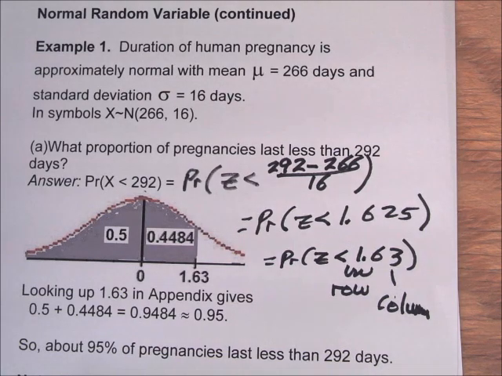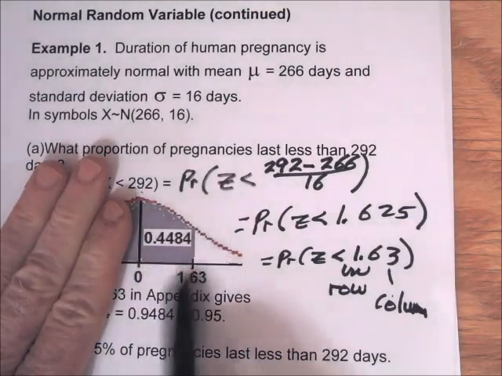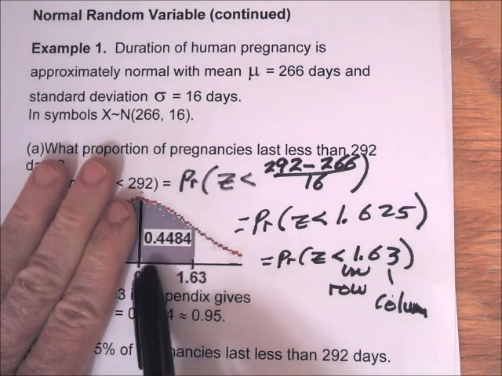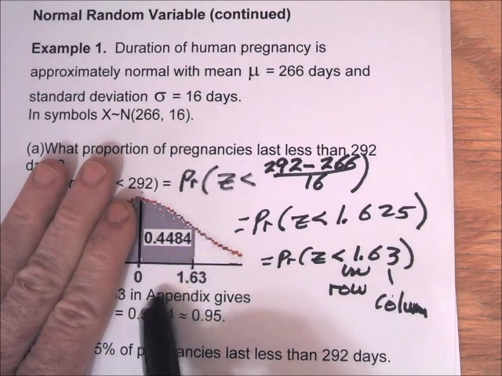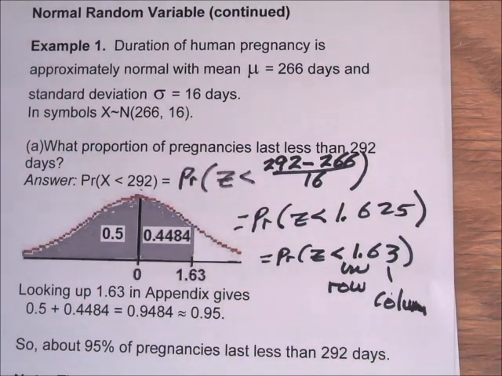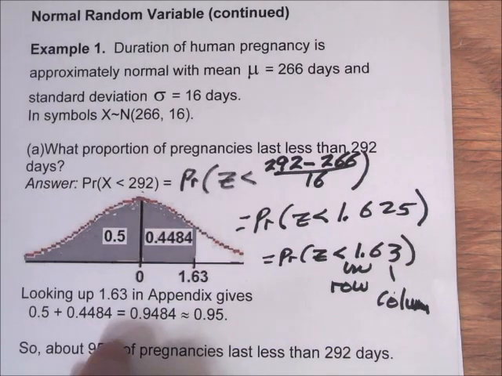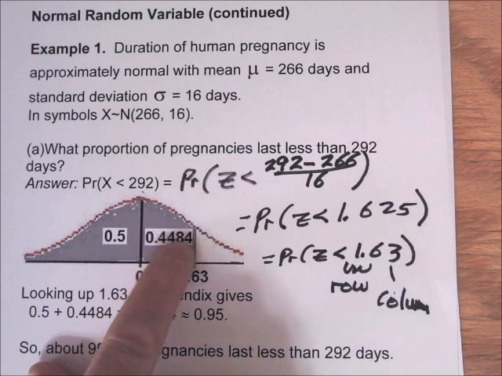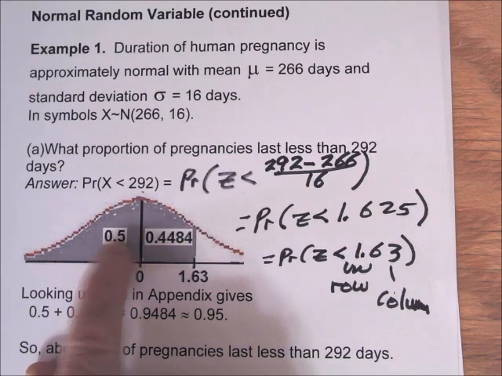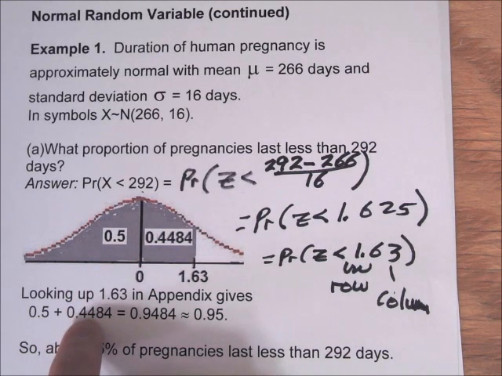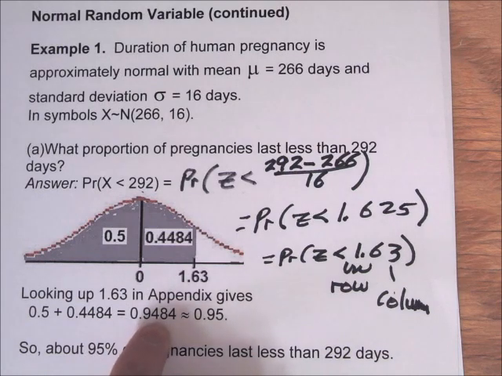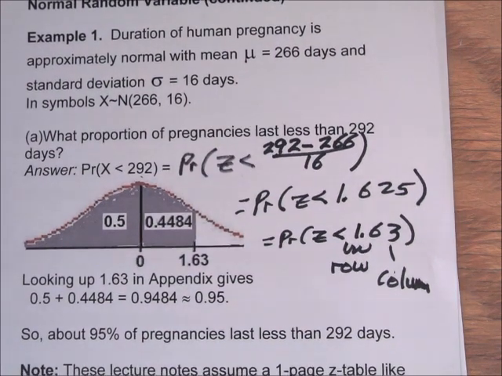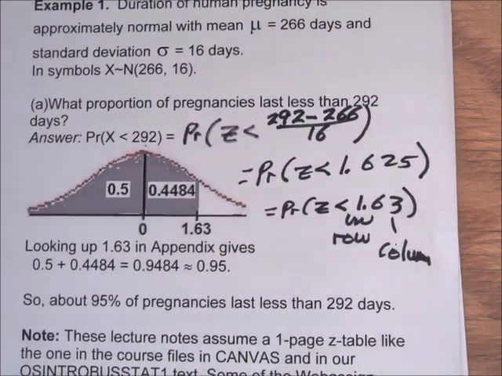Now, the way our table is set up, they only give you positive z-scores in the upper half of the bell. If you look that up, it's row 1.6, column 3. It gives you a probability of 0.4484, and then because this is just an upper half table, we want to add 0.5 for the lower half. So it's 0.5 plus 0.4484, which gives a probability of 0.9484, approximately 0.95. So about 95% of the pregnancies last less than 292 days.